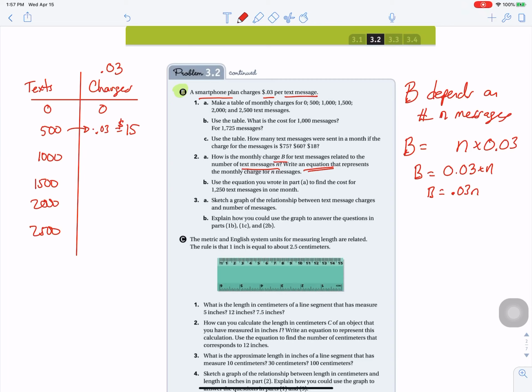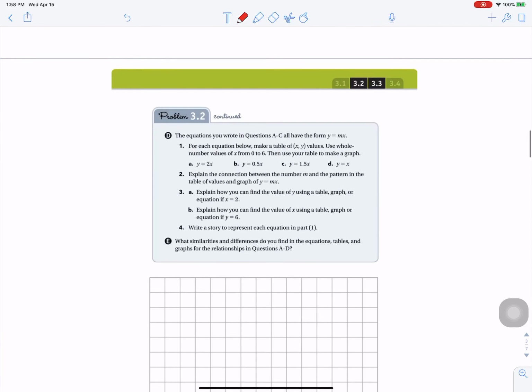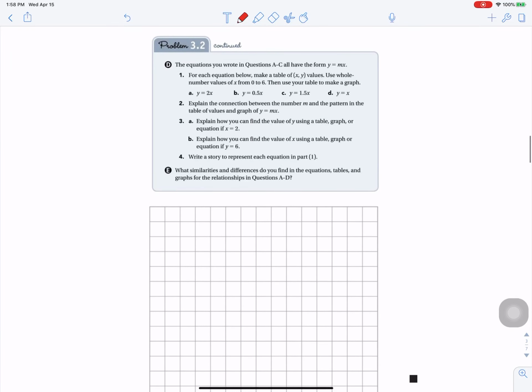I would like you to do this part B in addition to those other parts there. And I'm not going to have you worry about part 3 for now. We're going to skip that. And if you're interested in converting measurements from inches to centimeters, you could do that. We are going to also skip part C. And then we get into part D here.